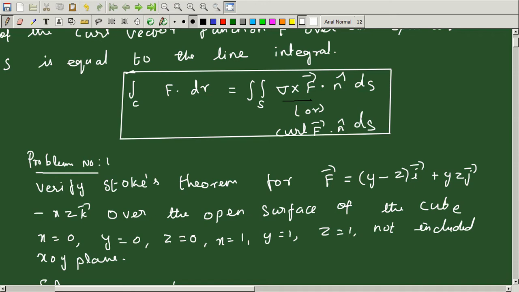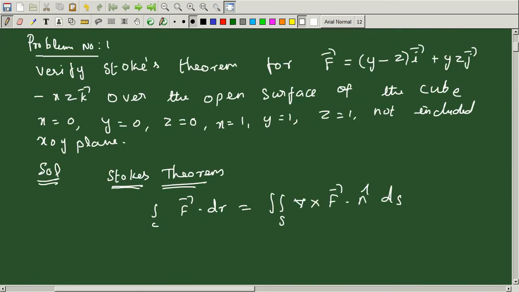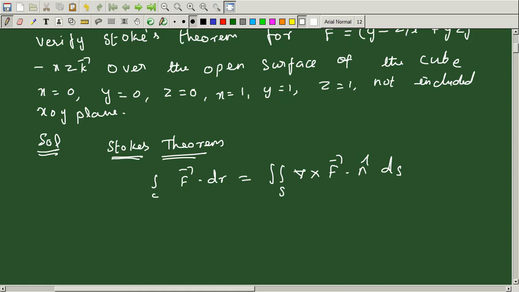x equal to 0, y equal to 0, z equal to 0, x equal to 1, y equal to 1, z equal to 1. The face in the xy plane is not included. So let's start. We know the Stokes theorem formula: integral over C, F dot dr is equal to double integral over S, del cross F dot n cap. n cap is a unit vector. So always try to find the RHS. Always complete your RHS first, followed by the LHS.